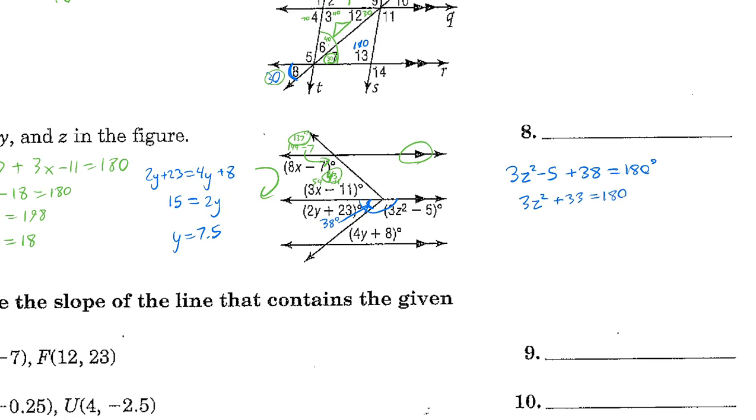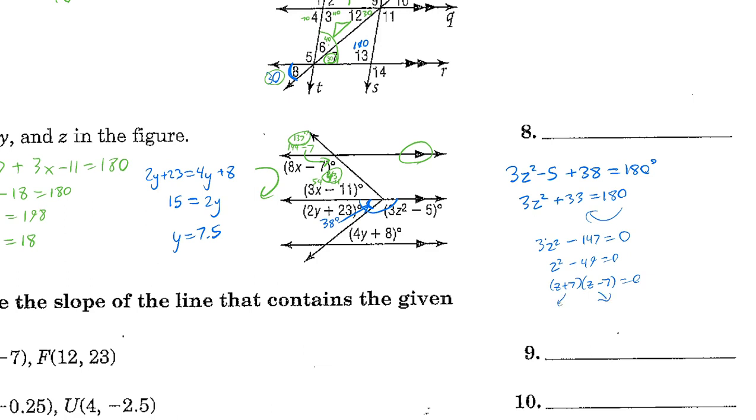So one strategy to solve this quadratic is move everything to one side. 3z squared minus 147 equals 0, and then factor it. Divide by 3, so that's z squared minus 49 equals 0, and then factor it: z plus 7 times z minus 7 equals 0. And if two things multiply to make 0, then this one's 0 or this one's 0, so you solve them.